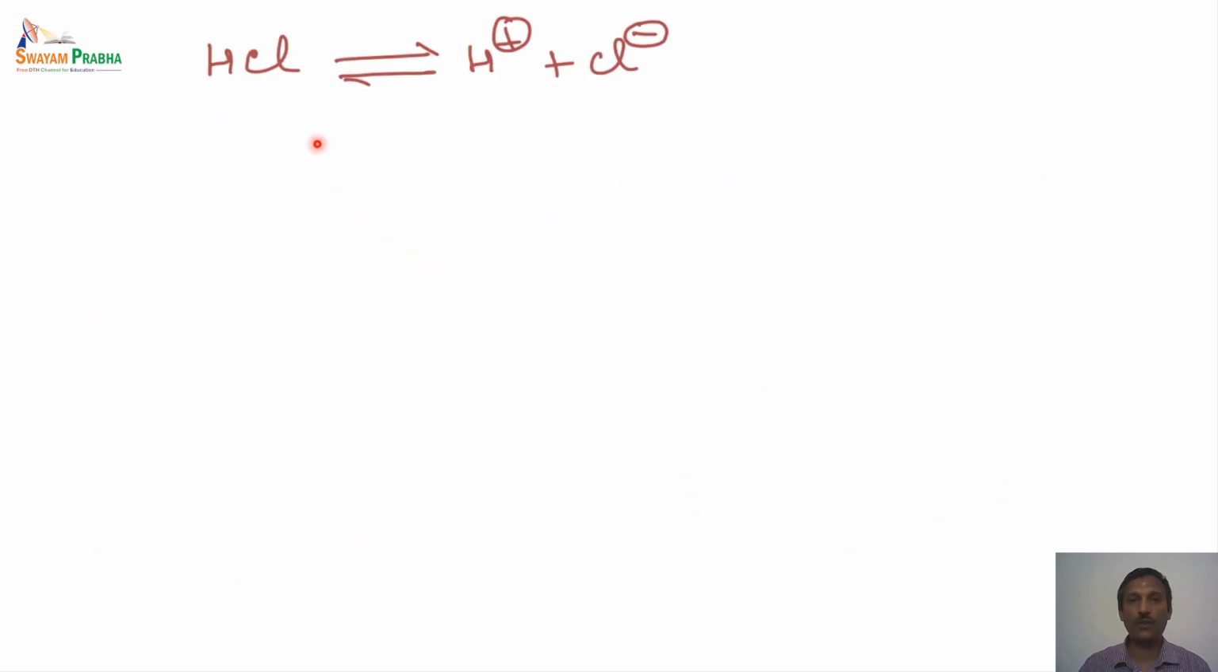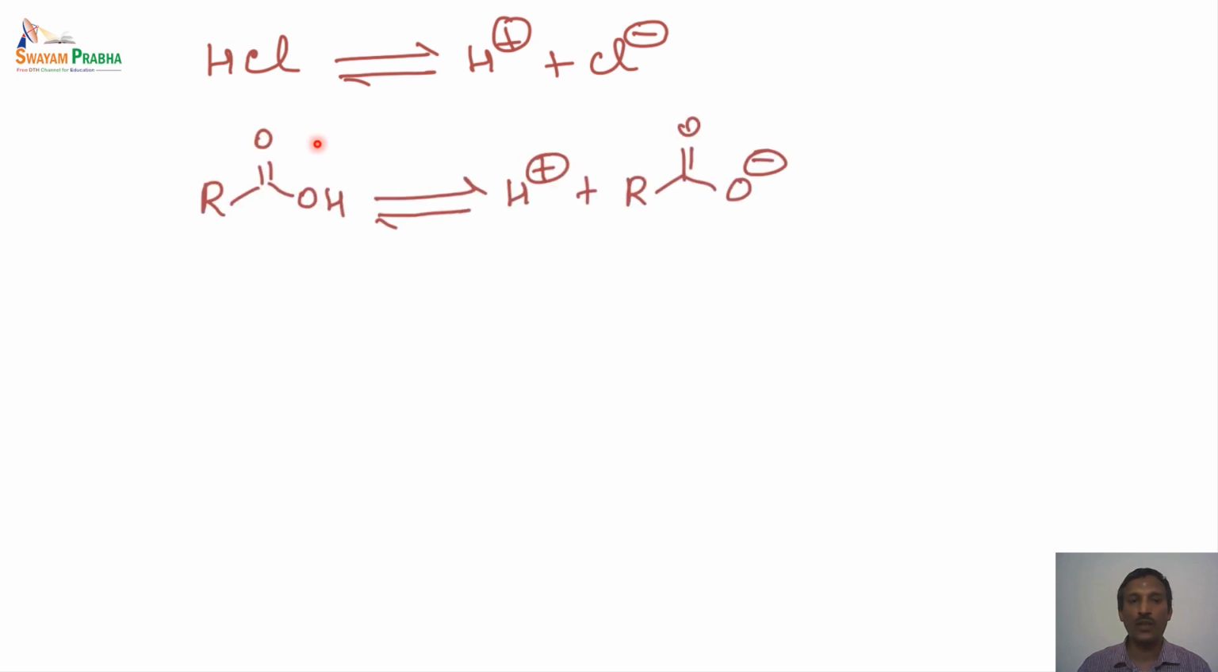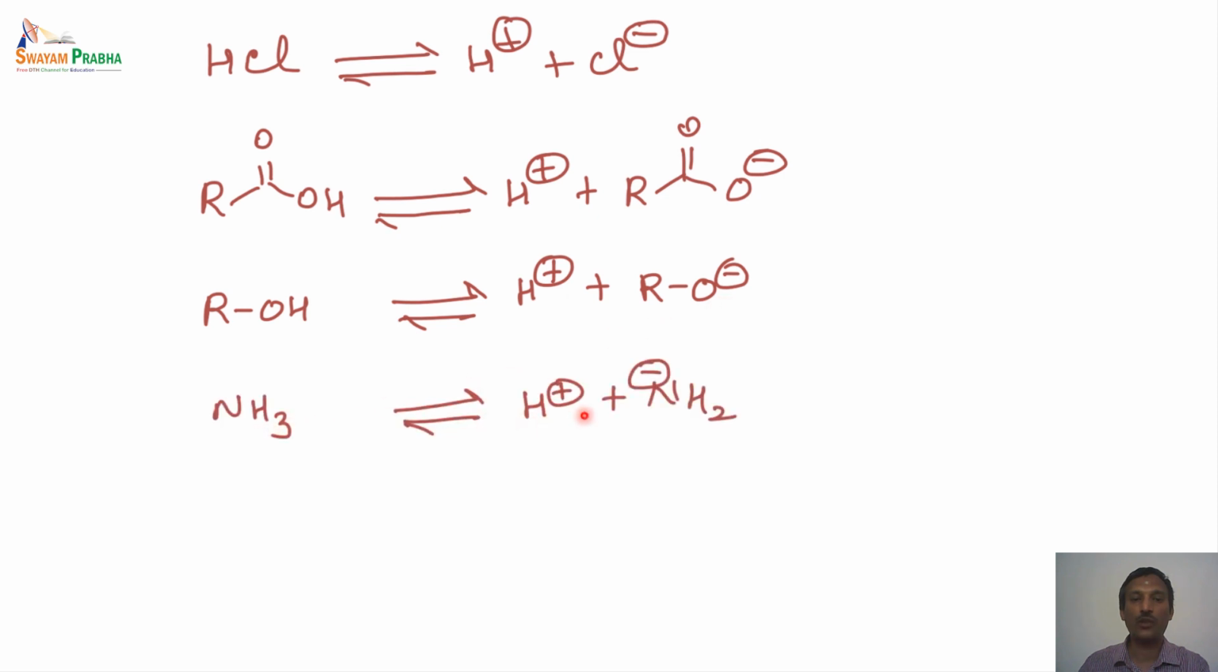Now we will see why there is a difference in reactivity for the various groups. HCl can dissociate into H plus and Cl minus. Acid can dissociate into H plus and RCOO minus. Alcohol can dissociate into H plus and RO minus. Ammonia can dissociate into H plus and NH2 minus. So between all these reactions, this is a much more facile reaction. In other words, HCl can easily give out its proton compared to ammonia, because we already know ammonia is basic, so it doesn't want to give out the proton very easily.